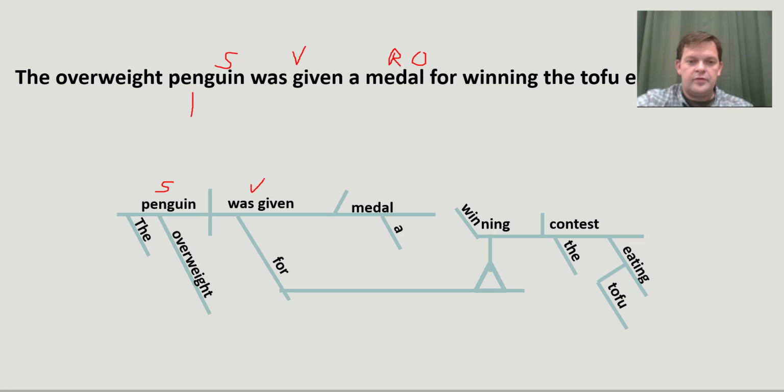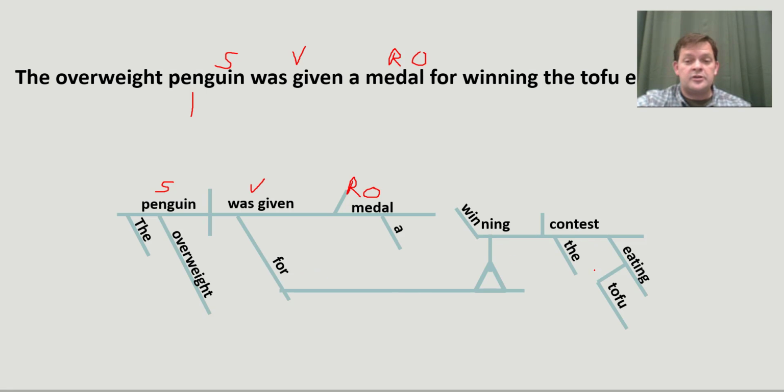Was given, your verb. Medal is your retained object, right? Your retained object. In this case, a is modifying medal. For is describing was given, and the object of the preposition for, in this case, is not just winning, not just contest, but winning the contest. The whole thing is the object of for.